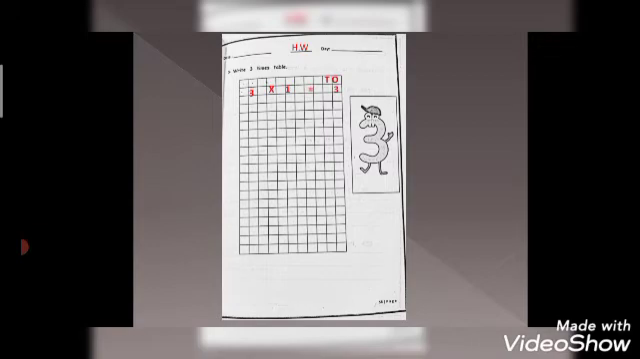3 twos are 6, 3 threes are 9, 3 fours are 12. 12 is a two digit number, so we will write 12. 12 is 1 ten and 2 ones, so we will write 1 in the tens place and 2 in the ones place. You have to complete this table. 3 ones are 3, till 3 tens are 30.